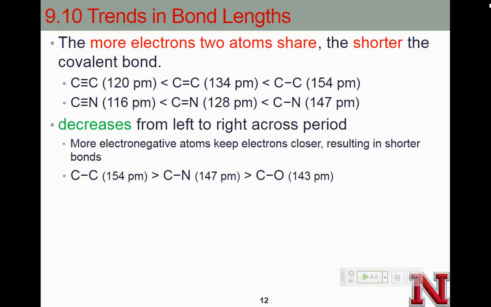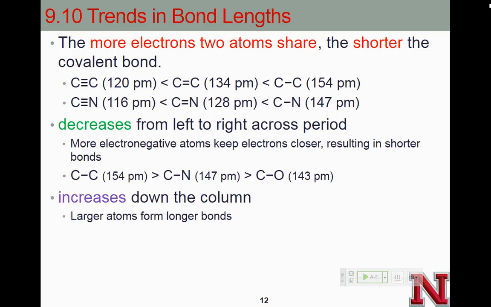So if we compare our carbon-carbon bond, where carbon's the same throughout, so let's just compare the second atom. Carbon is the least electronegative, so we have the longer bond. Nitrogen's more electronegative, so the bond gets a bit shorter. Oxygen's even more electronegative, so the bond's even shorter. Is it a huge difference? Not necessarily. The difference isn't huge, but it is a significant difference.